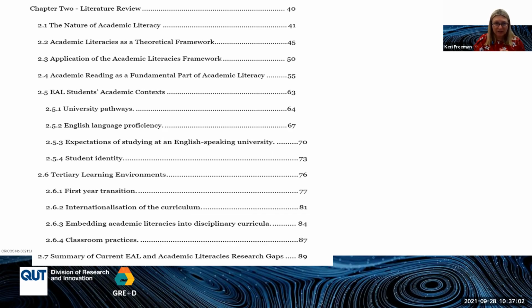Okay, now looking at 2.6, 2.6.2, 2.6.3, 2.6.4, we're getting into the nitty gritty here of exactly what this research is looking at. Any idea? 2.6.4 is probably the biggest tip. So it's classroom practices. So see how this literature review has gone from broad, it's going to tell us all about what academic literacy is, because it's the theoretical framework. There's a specific part about academic reading.